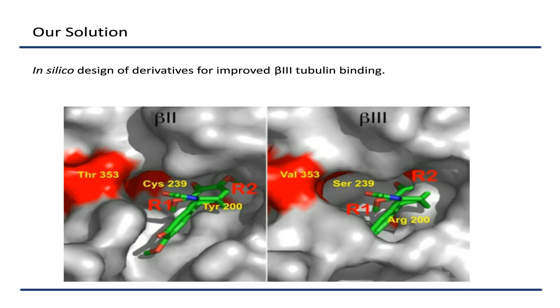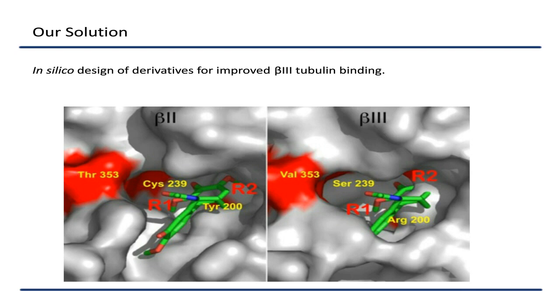Computationally, he has docked colchicine into beta-2 tubulin on the left, and you can see the colchicine molecule in green with various sidechain groups, R1 and R2, as well as the interactions with the cysteine 239 and the tyrosine 200 and the threonine 353 of beta-2 tubulin. And the challenge for his lab was to make a derivative that would better fit the pocket in the interaction with beta-3 tubulin. That's shown on the right.